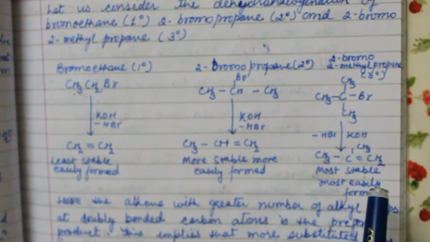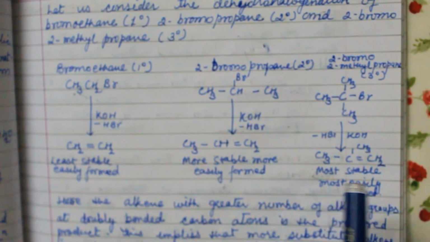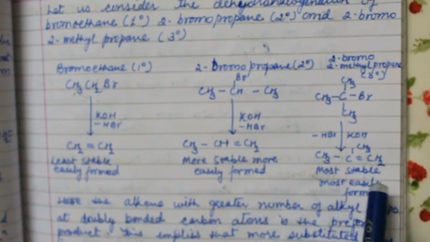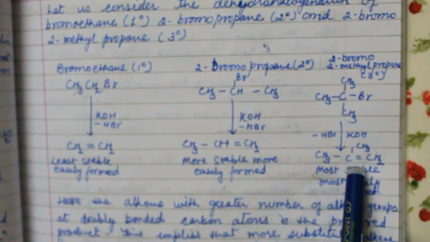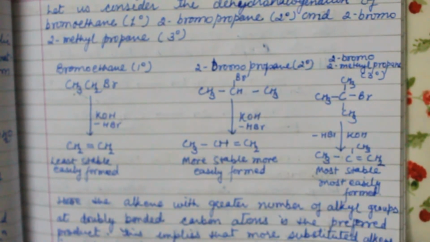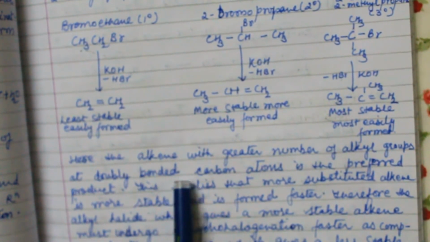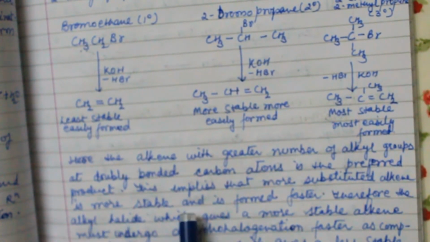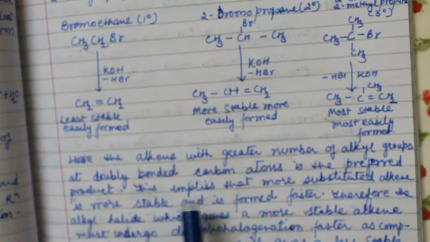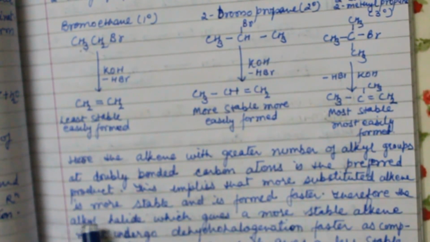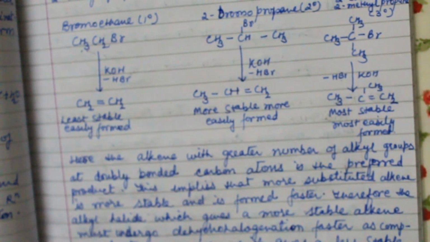So Saytzeff's rule states that the carbon which gets more alkyl groups is more stable and carries the double bond with it. So the alkene with the greater number of alkyl groups at the doubly bonded carbon atom is the preferred product. This implies that a more substituted alkene is more stable and is formed faster. Therefore, the alkyl halide which gives a more stable alkene must undergo dehydrohalogenation faster as compared to the one which gives the less stable alkene.